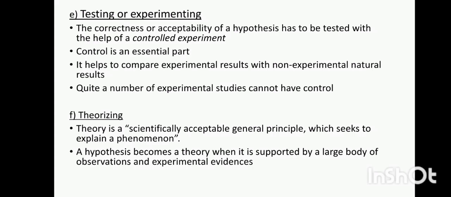Quite a number of experimental studies cannot have control. Example: studies on planetary movements. This means that some hypotheses are based only on accurate and repeated observations and they do not require testing or verification. Let us visualize a controlled experiment to establish the hypothesis that the time period of a pendulum depends on its length and is independent of the mass suspended.